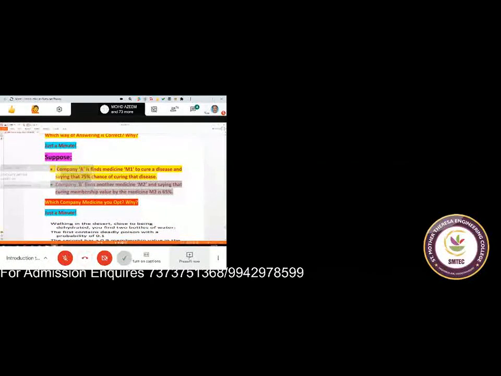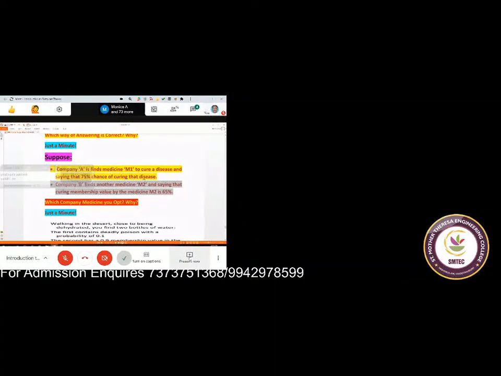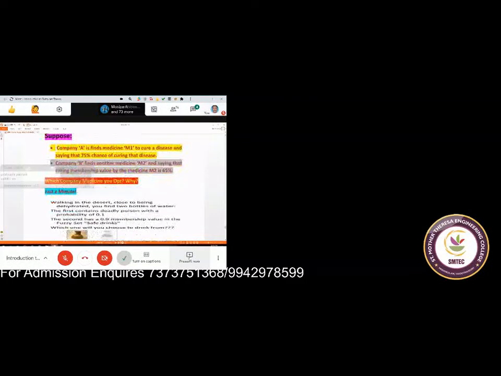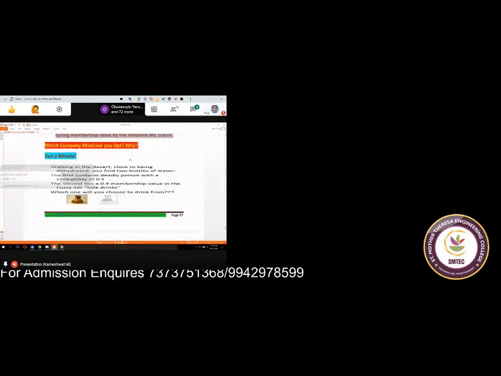Suppose company A finds a medicine M1 to cure a disease and says there is a 75% chance of curing that disease. Company B finds another medicine M2 and says that the curing membership value of medicine M2 is 65%. Which company's medicine would you opt to buy? Obviously the second one. This is the chance of curing, and this is a 65% guarantee of curing. This is the chance and this is the guarantee, so we will always adopt the guarantee.